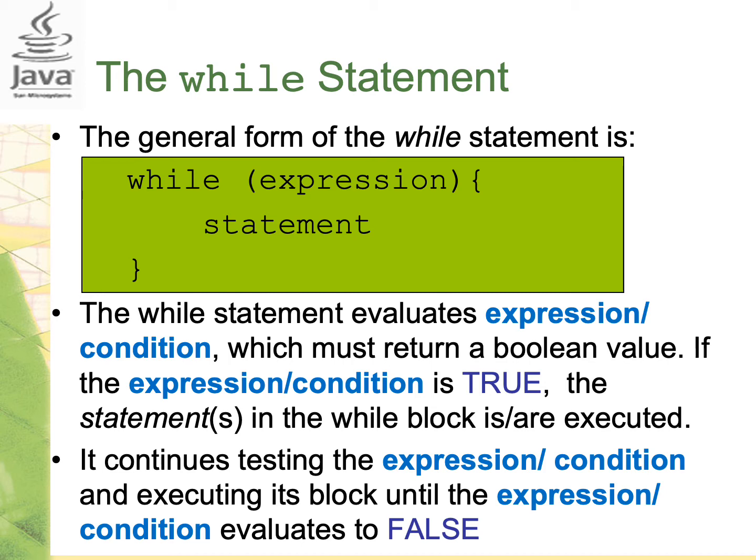The while statement evaluates an expression or condition which must return a Boolean value. If the expression or condition is true, the statements in the while block are executed. It continues testing the expression or the condition and executing its block until the expression or condition evaluates to false. We are going to look at some examples to make sense of this.